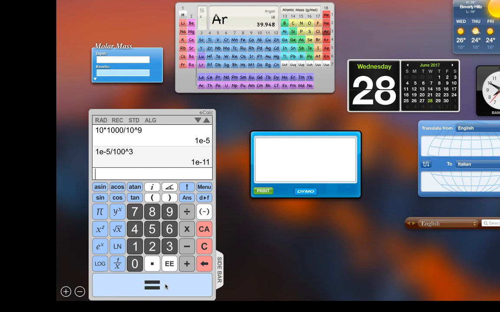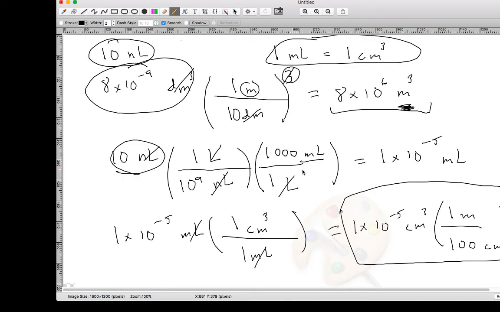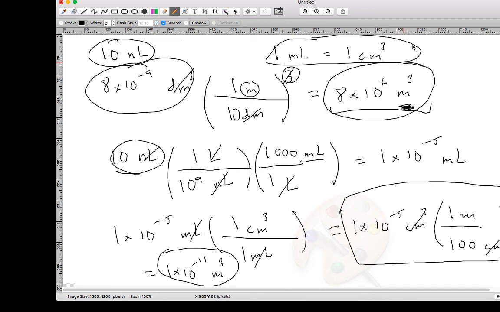1 times 10 to the minus 11. So the answer here is 1 times 10 to the minus 11, what units? Not these units, these units, meters cubed. Okay, so that is what 10 nanoliters is. This is what 8 times 10 to the minus 9th decimeters cubed is. Which one is larger? 1 times 10 to the minus 11 or 8 times 10 to the 6th? This one is larger. Let's see.